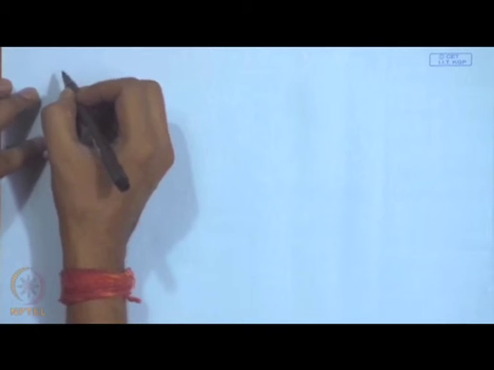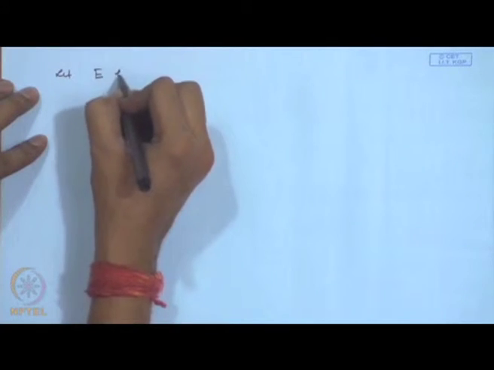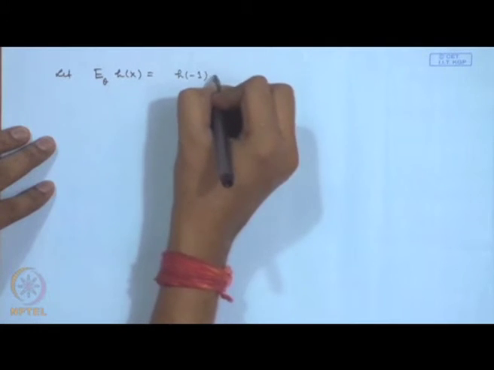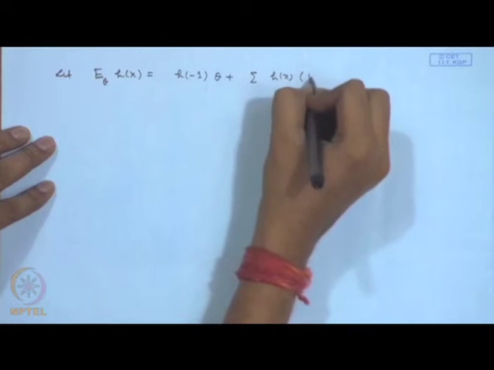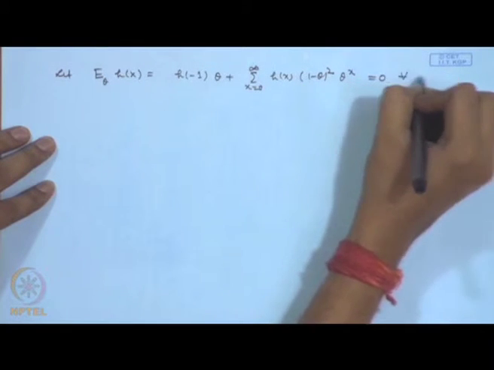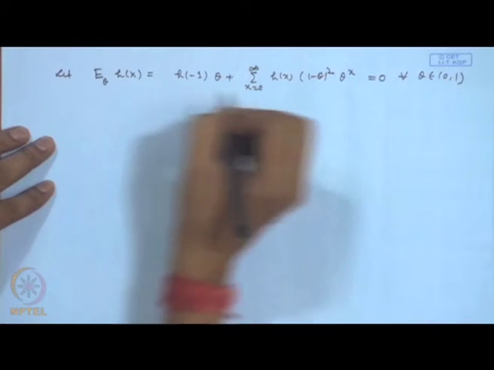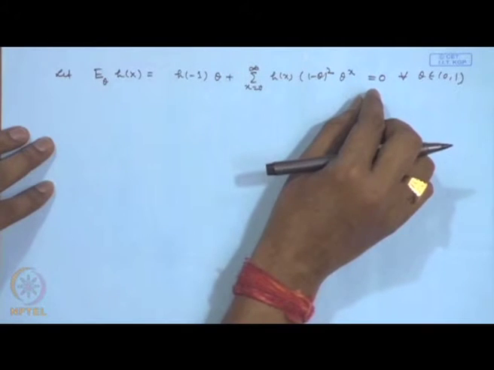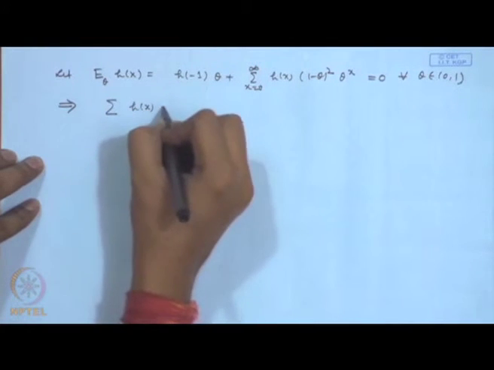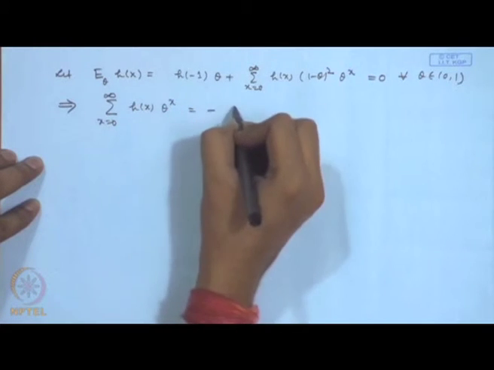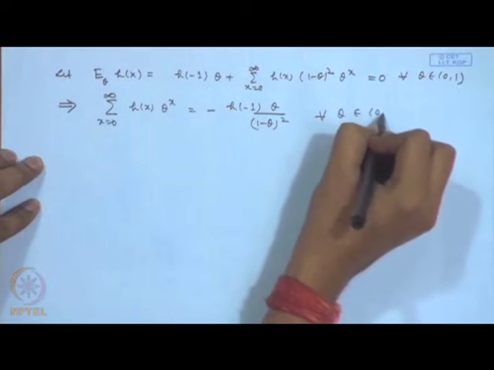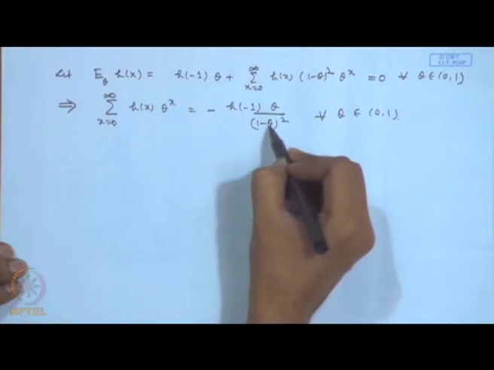Okay. So, consider a function h(x), then its expectation can be written as h of minus 1 into theta plus sum of h(x) into (1 minus theta) squared theta to the power x, x equal to 0 to infinity. Now, suppose we equate it to 0 for all theta in the interval 0 to 1. Now, this term I take to the right hand side and then we divide by (1 minus theta) squared. So, it is reducing to sum of h(x) theta to the power x equal to minus h of minus 1 theta divided by (1 minus theta) squared. This is for all theta in the interval 0 to 1.